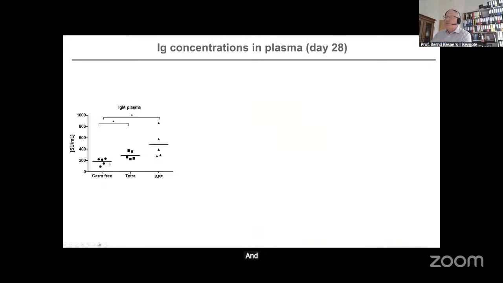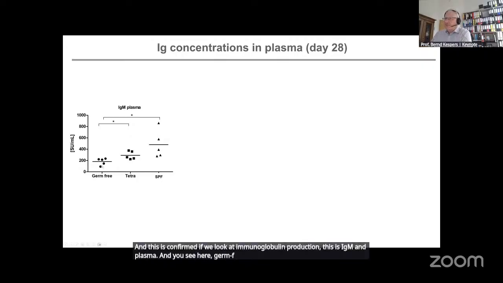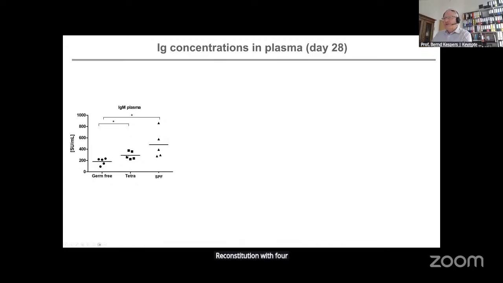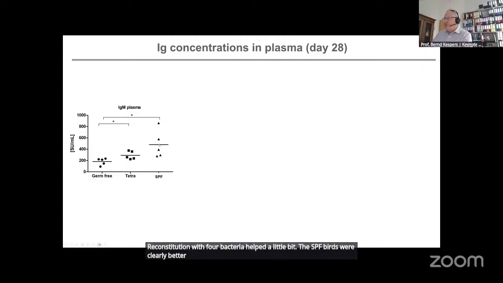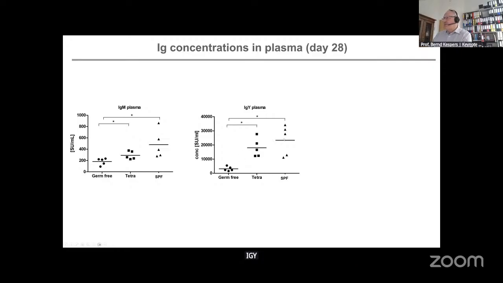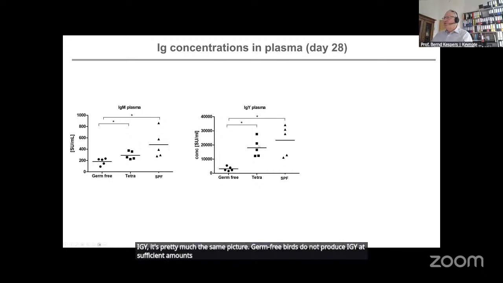And this is confirmed if we look at immunoglobulin production. This is IgM in plasma, and you see here germ-free birds essentially cannot produce IgM. Reconstitution with 4 bacteria helped a little bit. The SPF birds were clearly better and producing much more IgM in the plasma. IgY, it's pretty much the same picture. Germ-free birds do not produce IgY at sufficient amounts. It's a bit more in those with 4 bacteria, and it's significantly more in SPF birds.